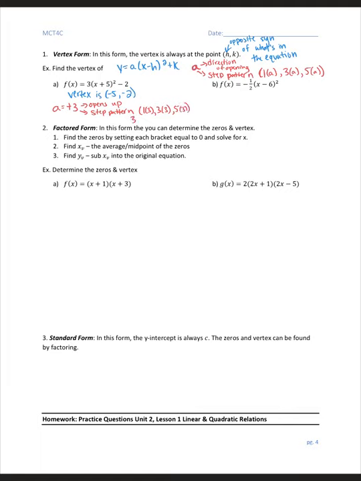So 1 times 3 is 3, 3 times 3 is 9, and 5 times 3 is 15. So that is our step pattern.